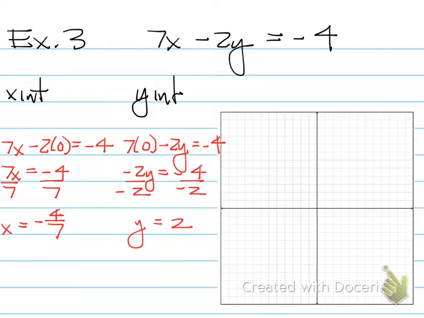Now when we go to graph this, it's just important that you know that negative 4 over 7 is a number between 0 and negative 1. So whenever you're plotting that point, you just plot a point anywhere between 0 and negative 1. And then for the y-intercept, you're going to put a dot at 2 on the y-axis. We have our 2 coordinates, draw a line through those 2 coordinates, and we're done.